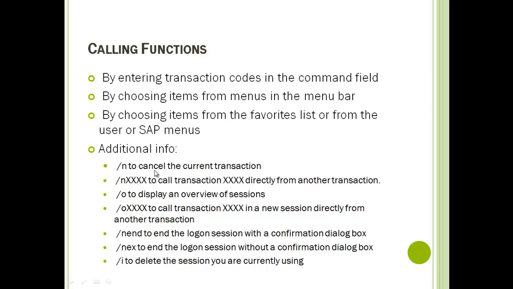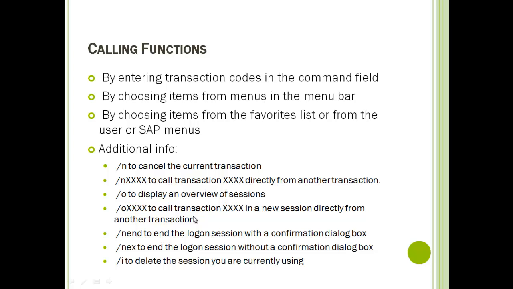Additional information: /n is for cancelling the current transaction. These are all quite useful. These are some useful pieces of information that come in very handy when you use them every day, and then you can work quite fast. So /n is for cancelling the current transaction, and /n followed by a transaction code means you can directly switch to another transaction.